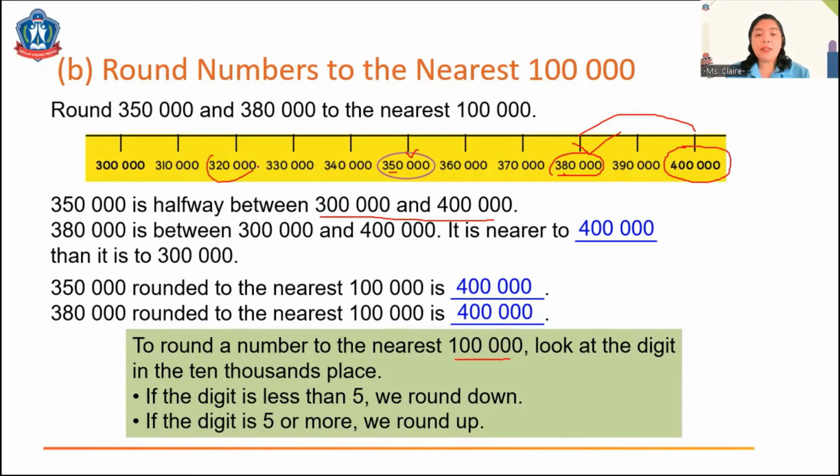But if our number is 320,000, the digit in the 10,000s place is 2. This is below 5, means we round down. So if we round this to the nearest 100,000, the answer is 300,000. So children, that's how to round numbers to the nearest 100,000.